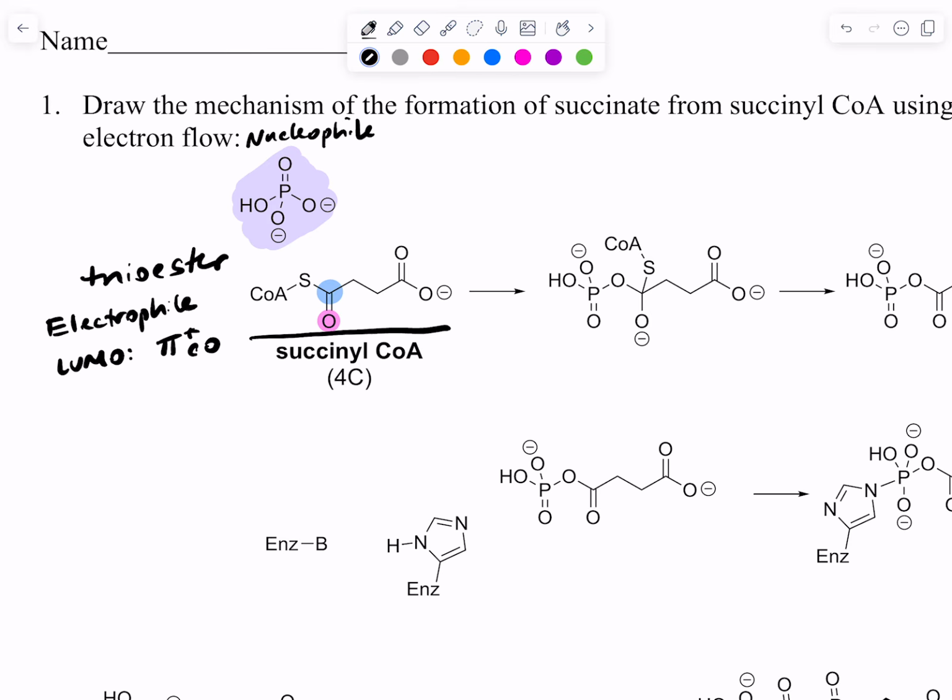So tell me what arrows I should do. Where should they start? Where should they end? Lone pair on phosphate oxygen. Good. Then what? To the carbonyl carbon and break the pi bond, always. Good. So that gets us to this tetrahedral intermediate.